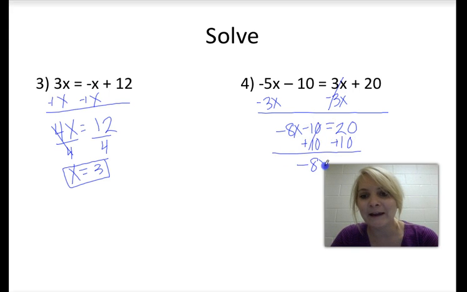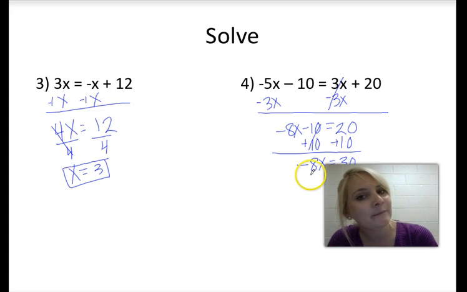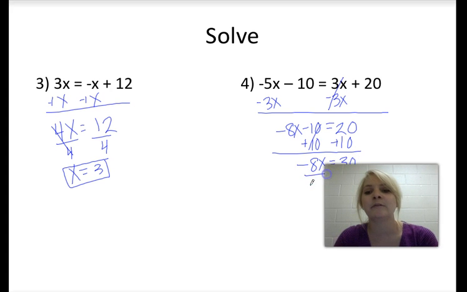Now I'll get negative 8x equals 30. And then I have negative 8 times x, so since I'm multiplying, my inverse operation is division. So I get x equals negative 30 over 8. Now since this is a fraction, we're going to go ahead and simplify. 30 and 8 share greatest common factor of 2. So this will equal negative 30 divided by 2 gives me 15. 8 divided by 2 is 4. So x equals negative 15 fourths.